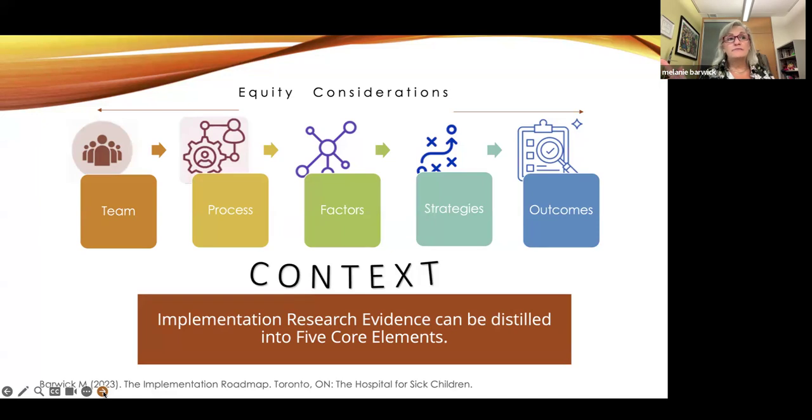Oftentimes when you read clinical trials that have implemented something, they don't tell you how they implemented it. They may tell you that they train people, but they don't tell you how they went about the implementation process. And that's a really important piece to be conveying and to be thinking through as you design your study. The factors are the barriers and the enablers, and we're continuously identifying them and addressing them through the process. The strategies are the things that are helping us address those. And then outcomes. And by outcomes here, I mean implementation outcomes, not clinical outcomes.